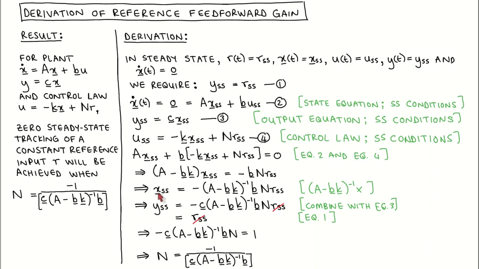This we substitute into equation 3, which gives us this line, and we apply the condition in equation 1 to write YSS as RSS. We now divide by the scalar RSS, which gives us this line. Here we can see that a row vector times a matrix times a column vector is a scalar, so we can divide by the scalar to produce the result we wanted to derive.